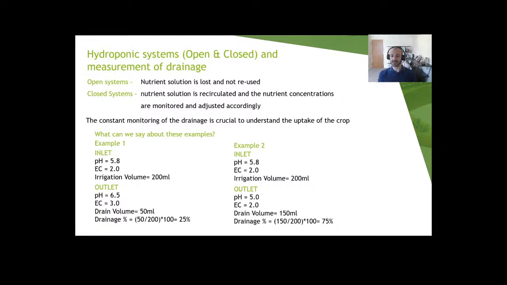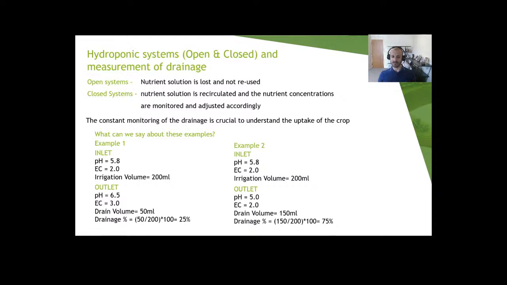But the EC is increasing as well. What does it mean? That in the substrate or in the root zone, there is a very good concentration of salts, of nutrients, and this is good. And the drain volume is good also. So only 25% of what I'm irrigating is actually not used. So my plant is actually absorbing 75%, so three quarters of what I'm irrigating, which is good.